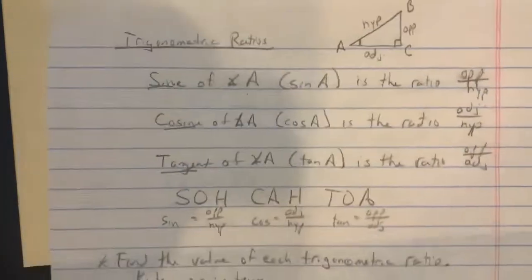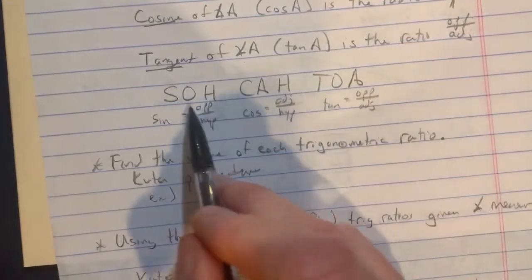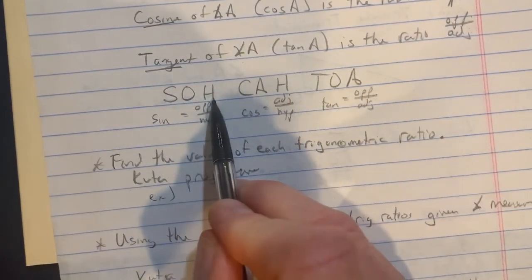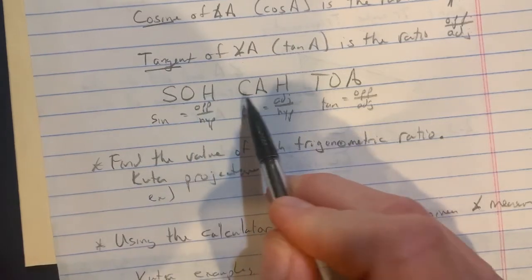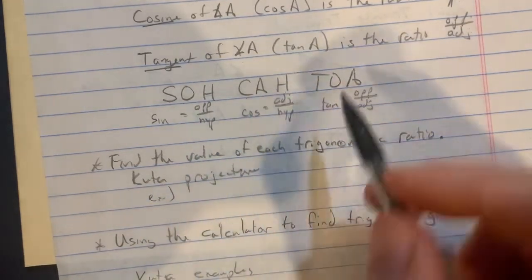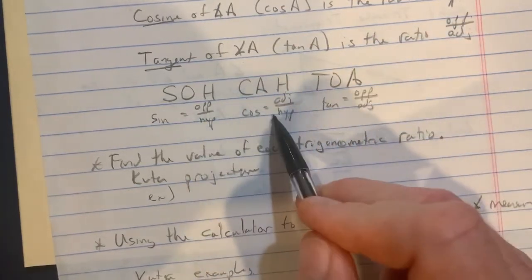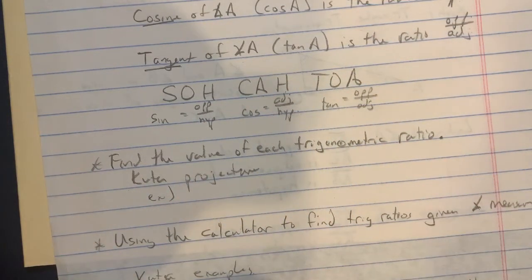One way to remember those ratios is this acronym, SOHCAHTOA. Sine is opposite leg over hypotenuse. Cosine is adjacent leg over hypotenuse. Tangent is opposite leg over adjacent leg. So that kind of helps you remember the ratios that we're talking about. All right.